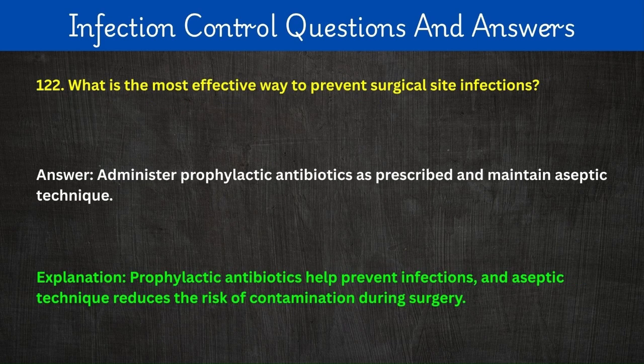122. What is the most effective way to prevent surgical site infections? Answer: administer prophylactic antibiotics as prescribed and maintain aseptic technique.